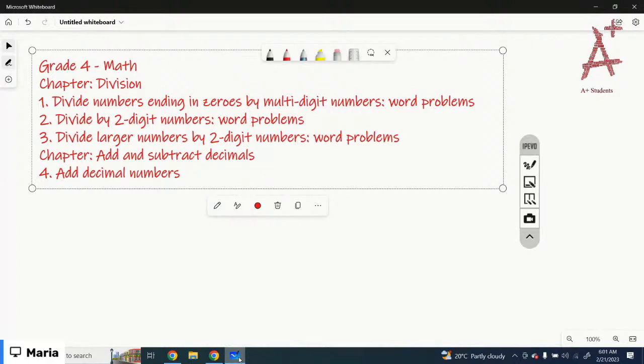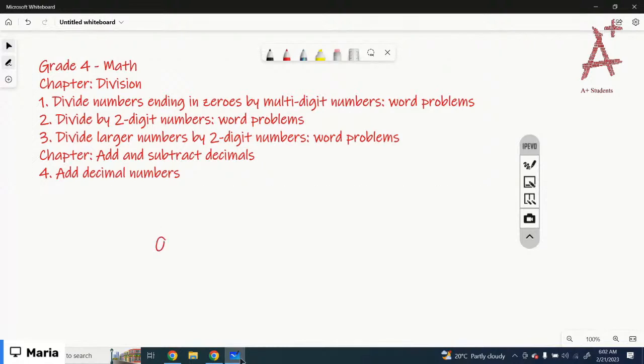So we're going to start with grade 4 maths. You can find all the lessons on aplusstudents.com. You have to log in there using your email address and password as provided by the administrator.